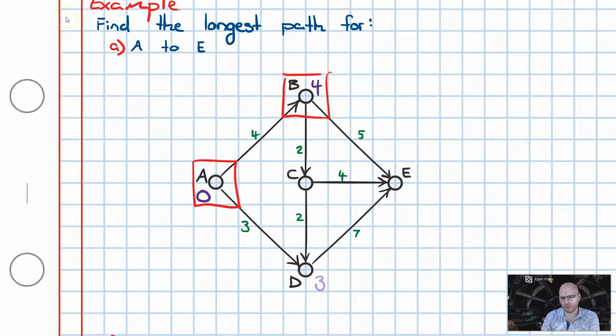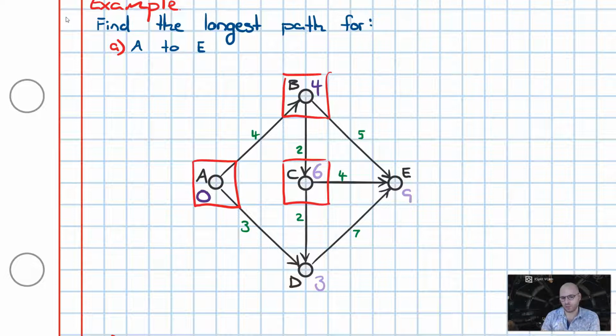Now, starting from the next finalized node, B, I'm going to observe where we can travel to. We're permitted to travel to C, and it's going to be at a cost of 4 plus 2, so that will be 6. And we're able to travel to E, at a cost of 4 plus 5, thus resulting in a path weight of 9. Looking at C, there are no other nodes that are going to lead us to C. As a result, we're going to finalize that node.